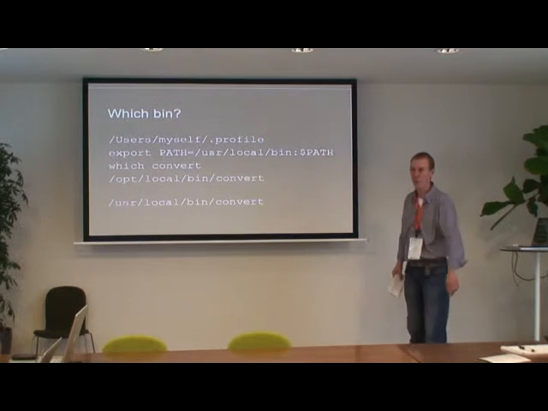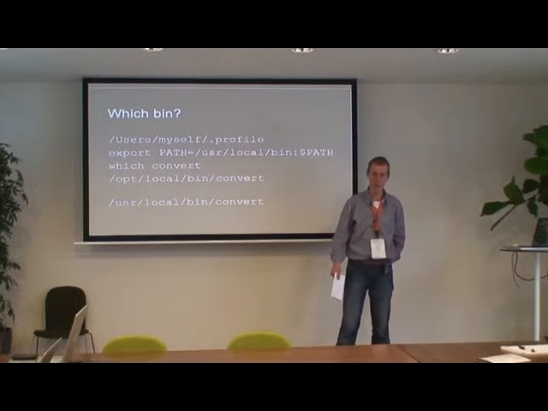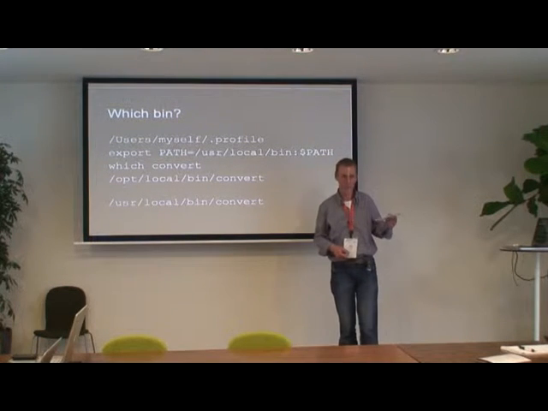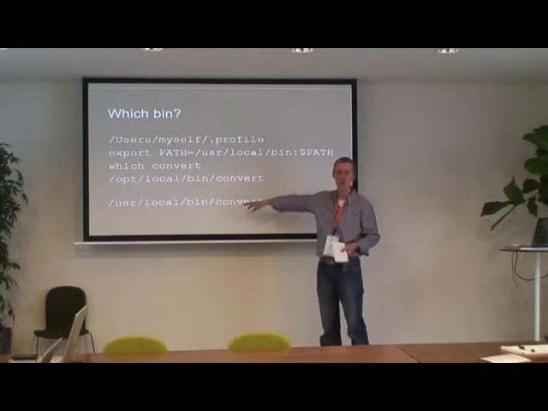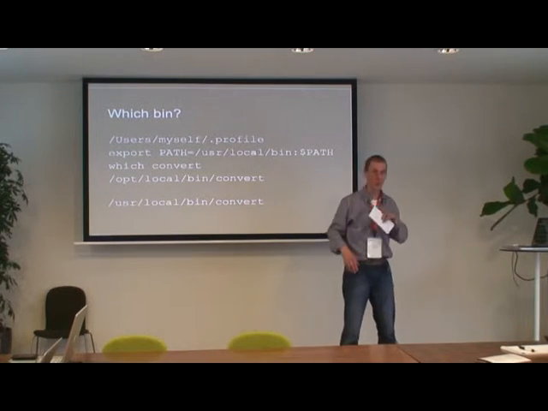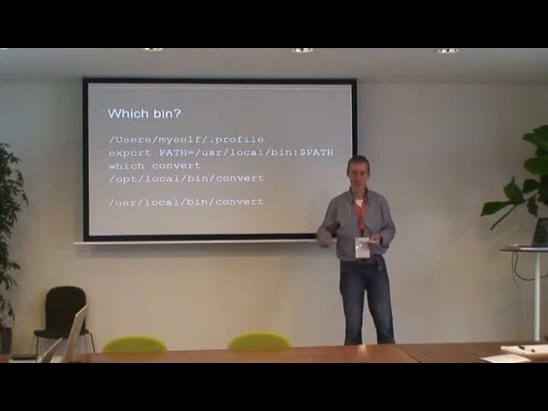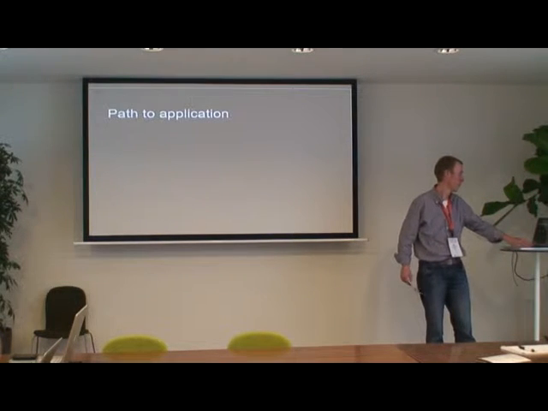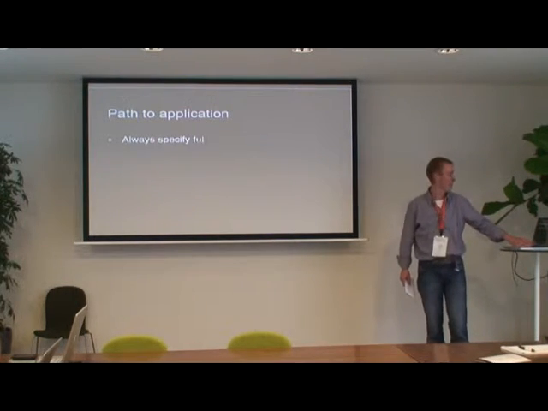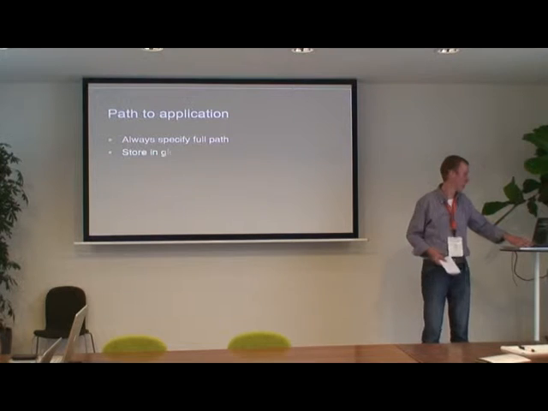Now, it is possible that you have a command line application installed in more than one location. For example, I could download ImageMagick from its own website, install it, and it will be in user local bin. Or I could use MacPorts, we'll get to it in a second, to install another version in some other location, which can be useful, but it can be confusing as well. So keep in mind it might be more than one location. So the path to your application is important to remember. You have to always specify the full path when you're using Lasso, because that's what we're obviously talking about here.